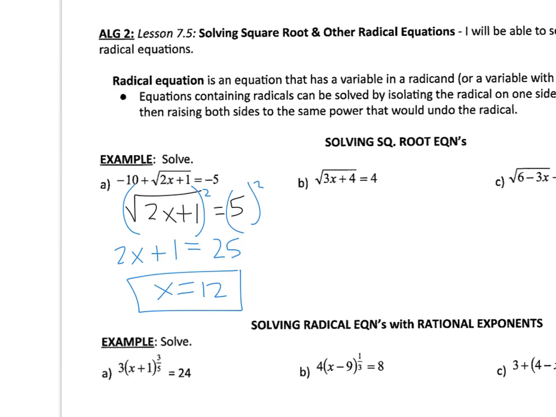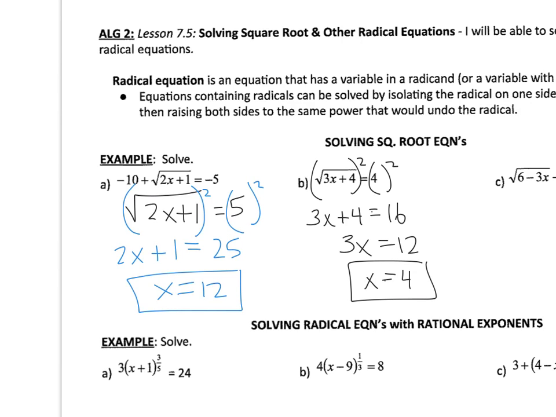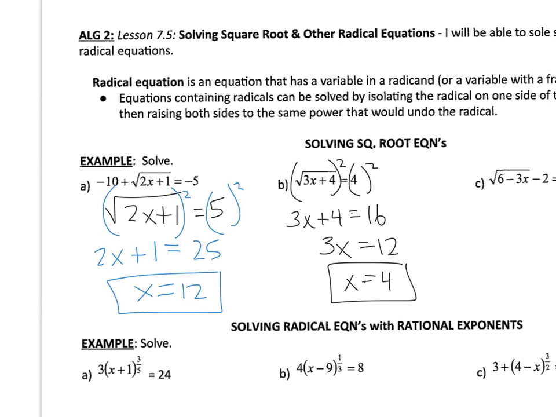So on letter B, it's already isolated, so I'm going to square both sides. Squaring and square rooting are inverses. So I have 3x plus 4 equals 16. Then I have 3x equals 12, so x equals 4. And you can plug them back in to check to see if they work.